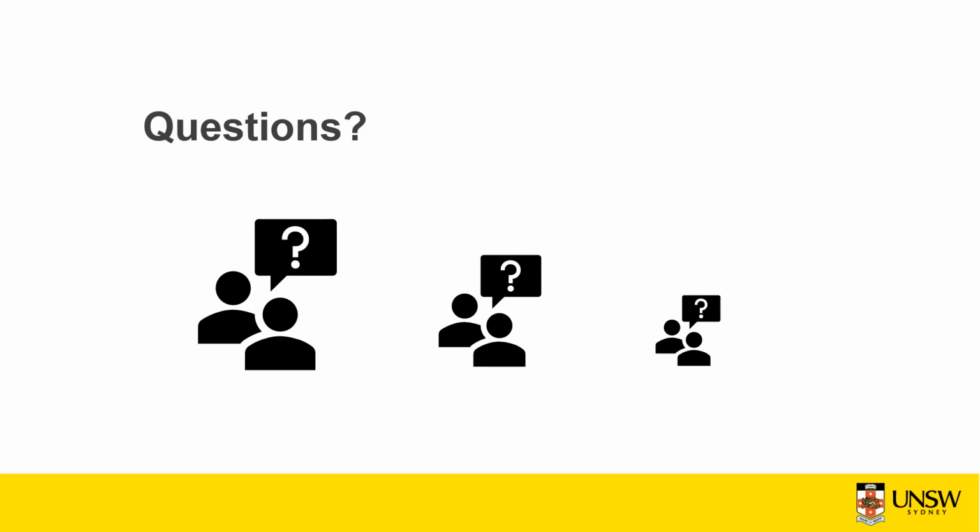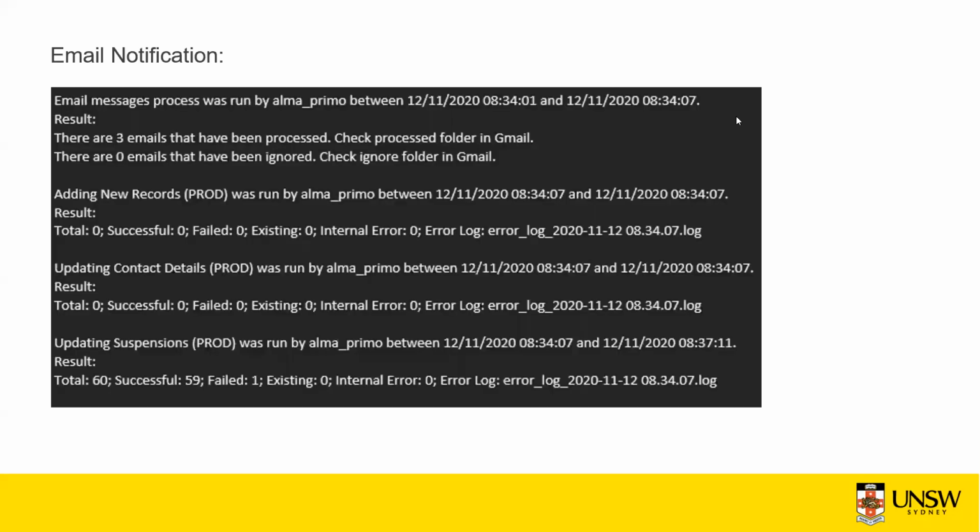Oh yeah, it's Brent here. I have a question. With the email notification that you just showed us, you said that there were 60 processed, 59 went through, but 1 failed, and it's in the log file. What's your current process to deal with that now? You mean the failure? Yeah.